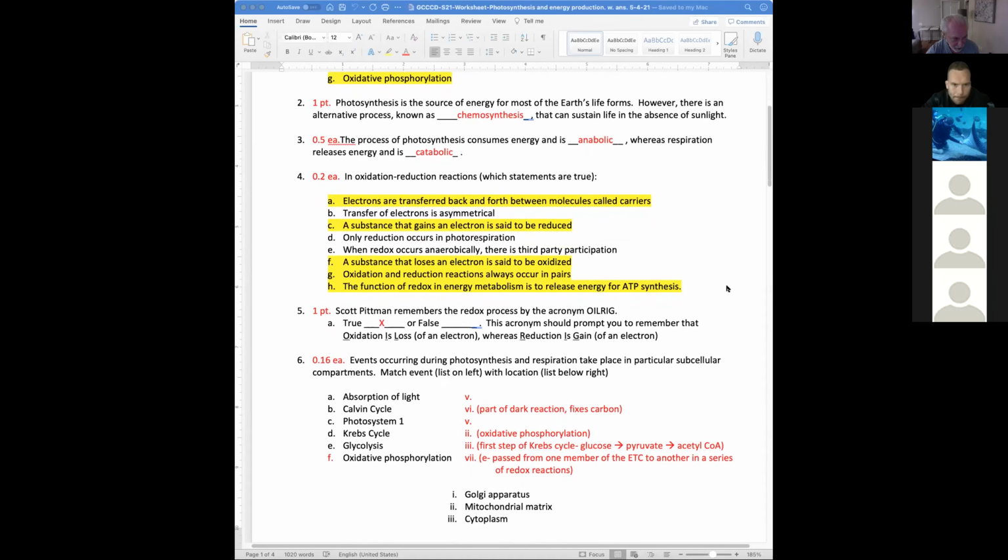Now, number 5 is about this mnemonic, OIL RIG. Is it true that it stands for oxidation is loss and reduction is gain? And it is true. I do find this handy when thinking about reactions, whether a substance is oxidized or reduced.